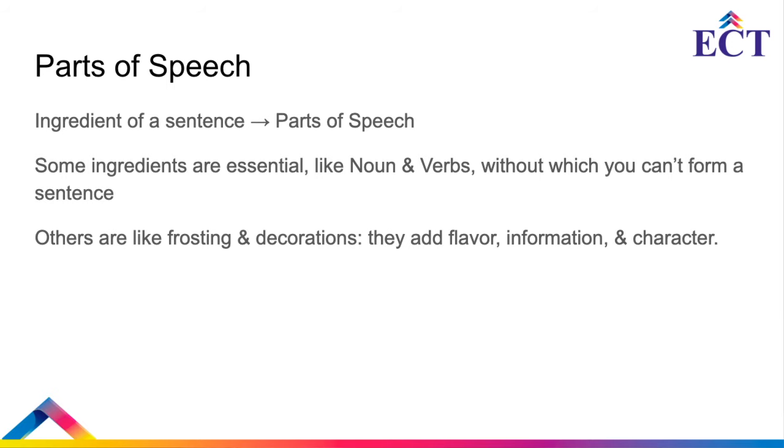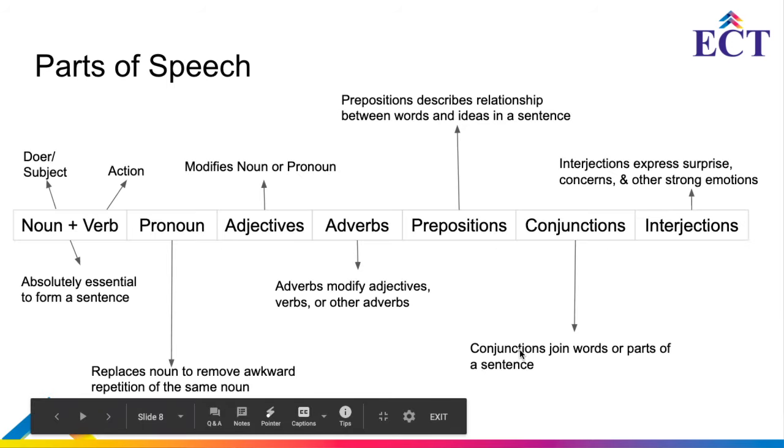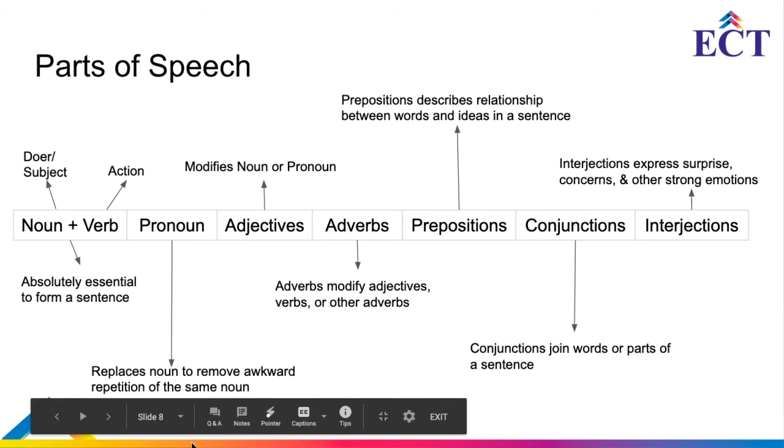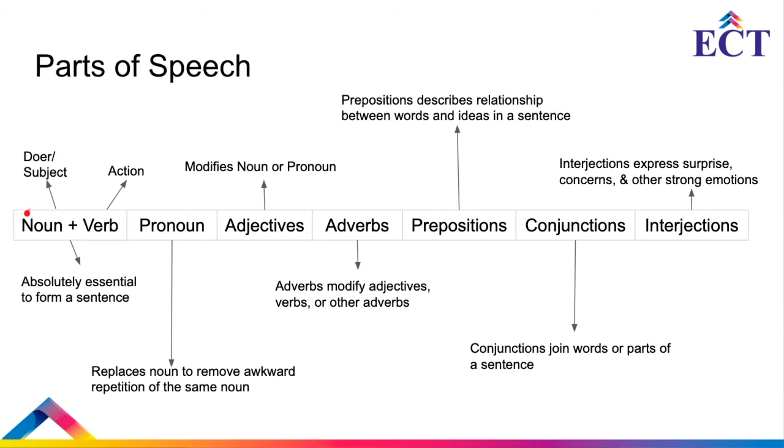All right. So now this is the ingredients of a sentence, the various parts of speech. We have taken noun plus verb together because you know that these two are absolutely essential to form a sentence, right? Then we have these remaining six.